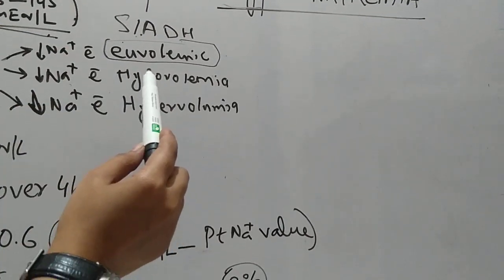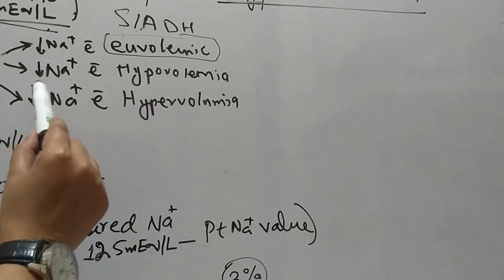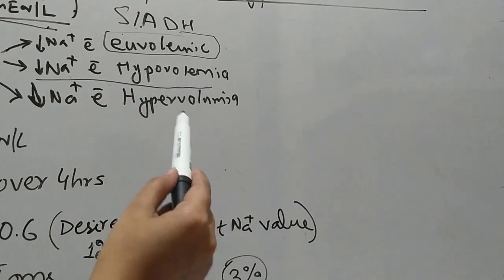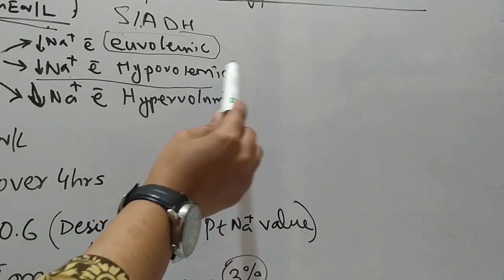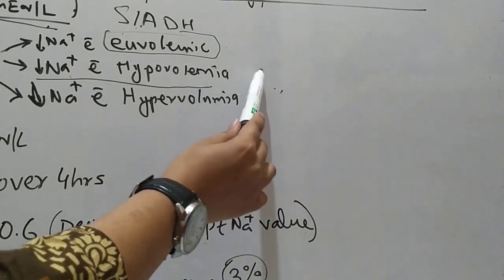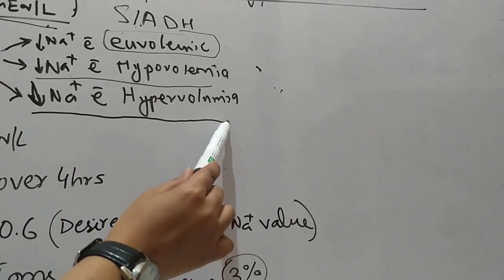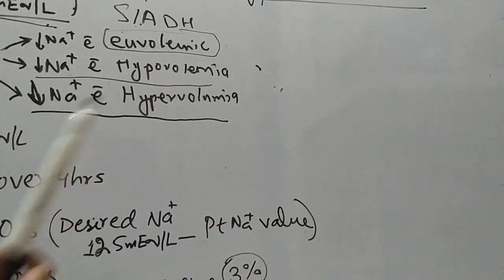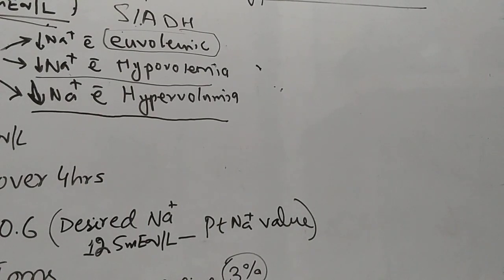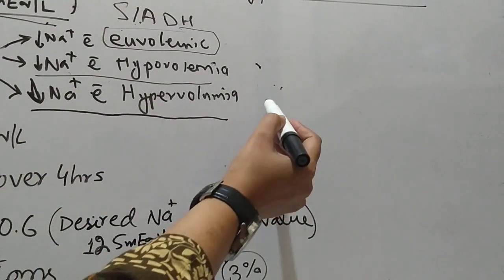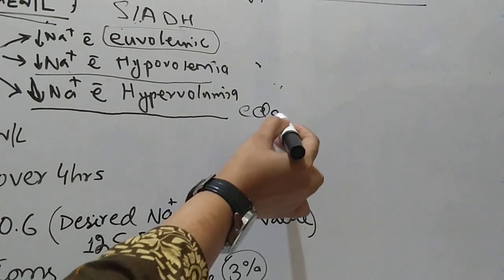But when your patient is hyponatremic with hypovolemia, then the condition will be dehydration, diarrhea, and vomiting. When the patient is hyponatremic with hypervolemia, multiple causes are congestive heart failure, liver failure, cirrhosis, nephrotic syndrome, and neuromuscular blockage paralysis, because the patient can present with edema and weight gain.